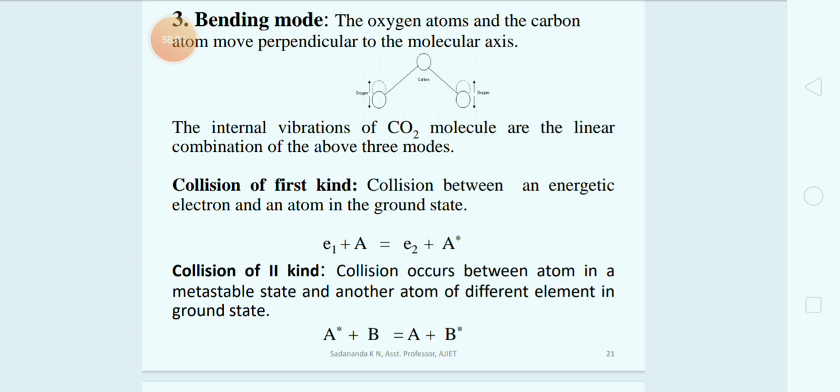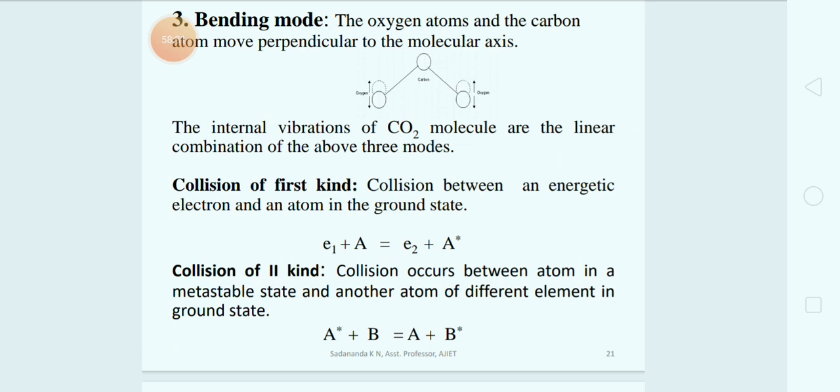Alright, the collision of second kind. Here it's quite interesting because there are two dissimilar atoms. The collision occurs between an atom in a metastable state and another atom of a different element in the ground state. Now these two atoms are different. One is in the metastable state, another one is in the ground state.